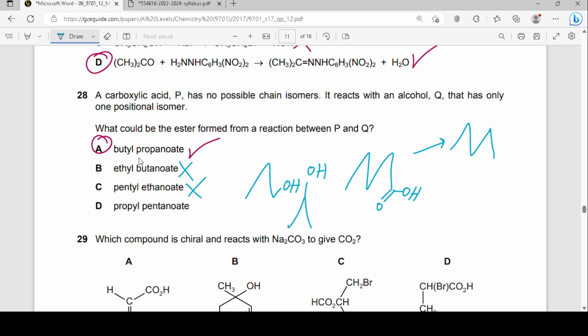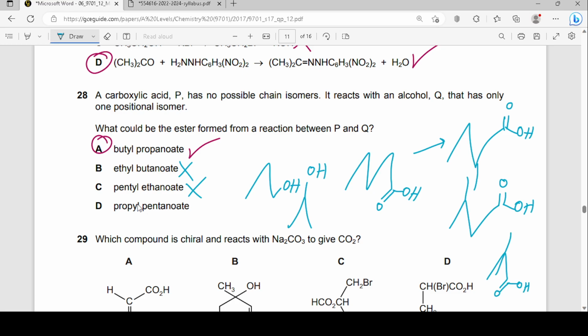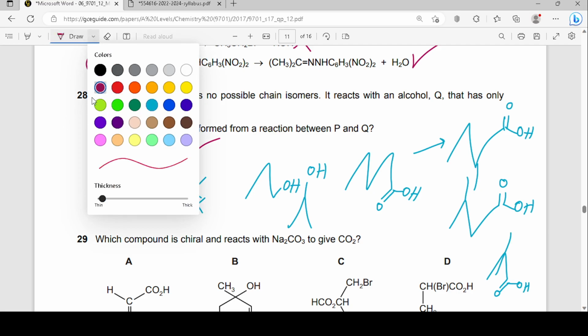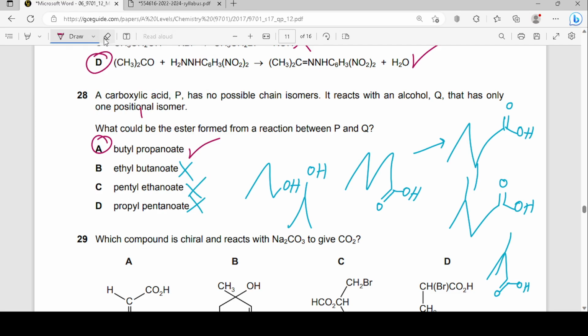Anyways, I eliminated B because ethanol has no positional isomers. So anyways, about this one, propyl pentanoate. This is one of them, and the other one I could have is 4 carbon atoms in the parent chain, and then one branch, and then OH, right? Or maybe it could be like this, I suppose. But the point is that there can be branching, and there are chain isomers possible, basically. One, two, three, four, five. Because of that, I will eliminate D because the carboxylic acid has to have no possible chain isomers for this type of question to be right. So that's why A is going to be the answer, because A is the only one that's valid, right?